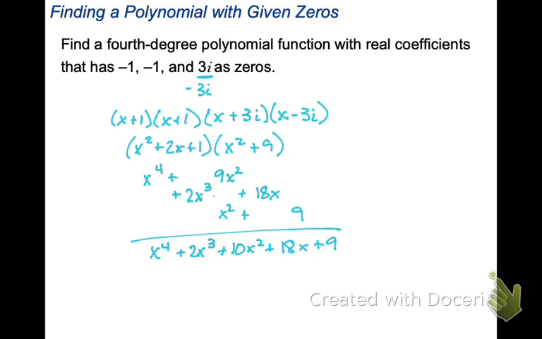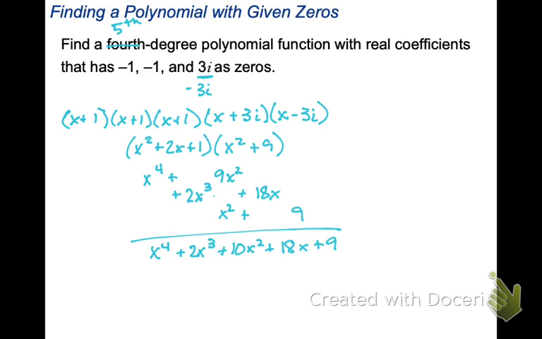Okay, did you guys get x to the fourth plus 3x cubed plus 10x squared plus 18x plus 9? Okay, do I have a fourth degree? Yes. What if instead of fourth degree, they said fifth? What would I need to do with one of those factors? Multiply it again, right? So I personally would add, actually the only one I could do is that one. I couldn't add the 3i because that would be 2 more factors instead of 1, correct?